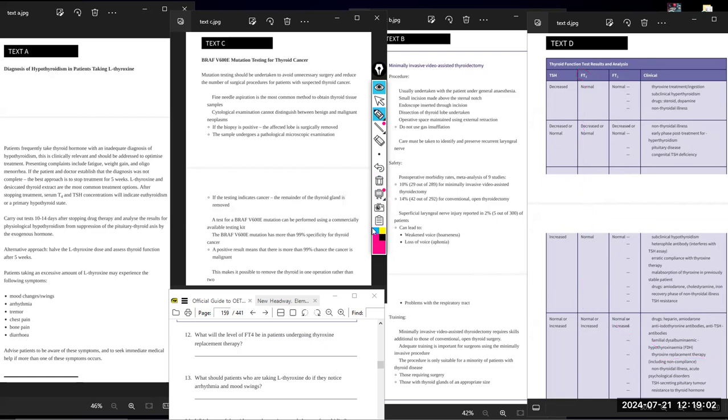Now I think we have to answer the second question, which is saying: what should patients who are taking L-thyroxine do if they notice arrhythmia and mood swings?